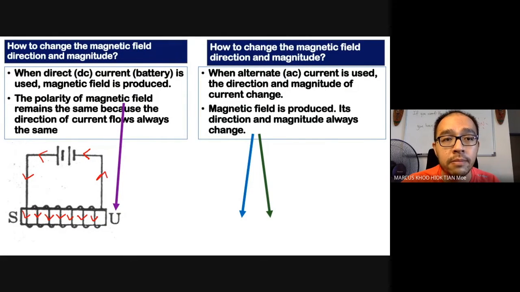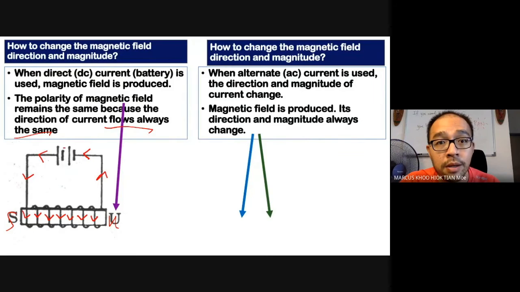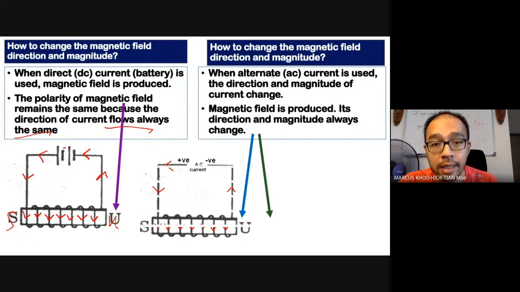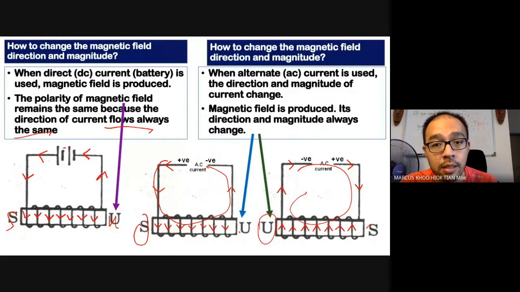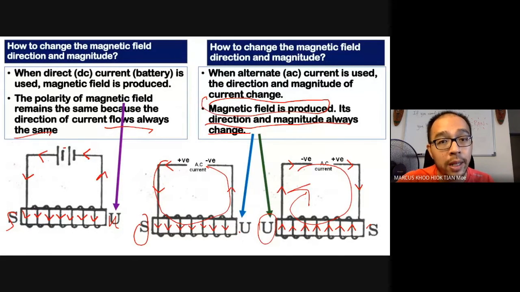Now, when a direct current, like a battery, is used, there is a magnetic field. But the north and south poles are always in the same place because the direction of the current flow is always the same. This is something you learned in Form 3. But when you use an alternating current, the north and south keep switching, because the current changes direction. That's why when you produce a magnetic field, the direction and the magnitude always change as well.